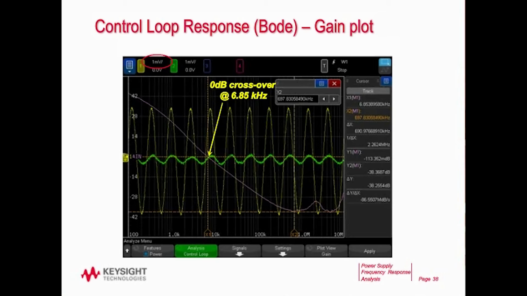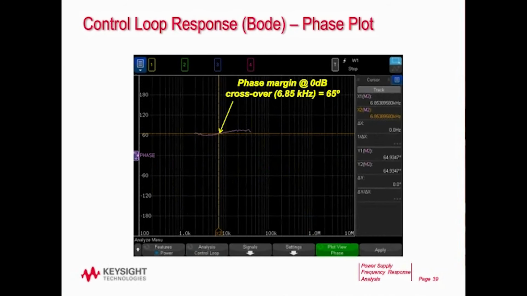Now, the next thing you might want to know, okay, where's my phase plot? On the bottom of the screen, you can see, I think I'm going to actually show a hand pop up, where it says Plot View Gain. If you press that button, it will toggle to plot phase. It doesn't do another measurement. It did the phase measurement while it was doing the gain, but it can only plot one at a time. And so here's the phase plot. And from here we can see at that frequency, 6.85 kilohertz, the phase margin was measuring about 65 degrees.